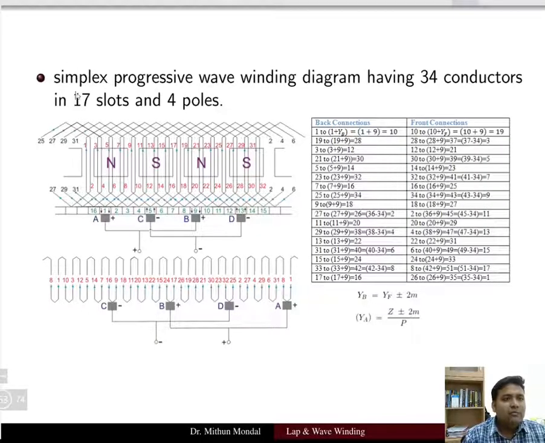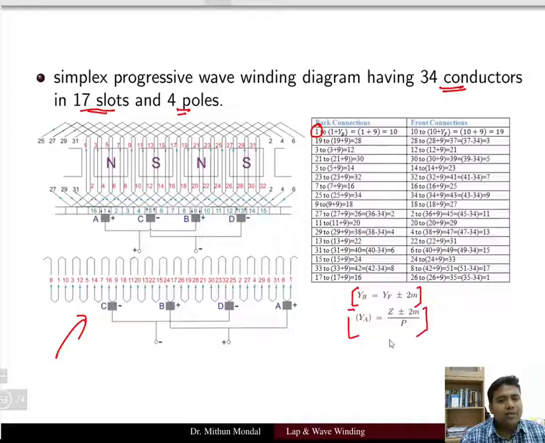So we take an example of a 17 slot 4 pole machine with 34 conductors, and here we form a wave winding. So we will start from 1, and in this case you know that back pitch is equal to front pitch plus minus 2m, whereas the average pitch is equal to (z plus minus 2m) divided by p. So in this case you calculate your back pitch. Back pitch will be 9. So you will start from 1 and end with 10. So this is the back connection.